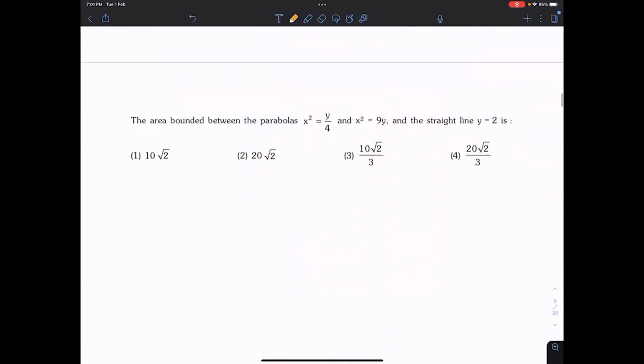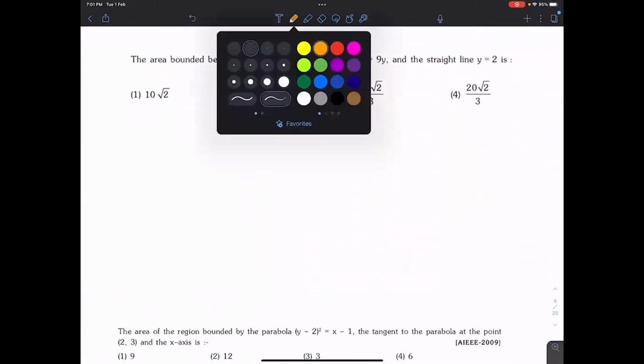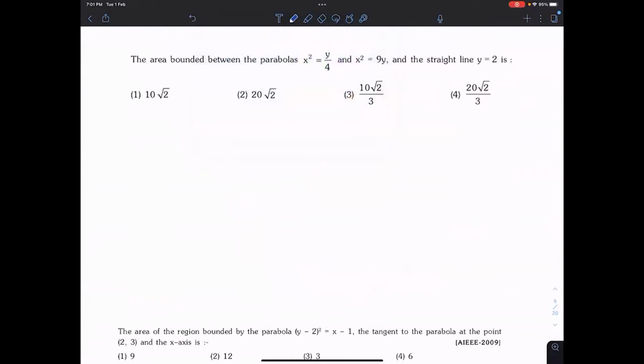One second. Let me take, yeah. This is another interesting question. You see, area bounded by the parabola. This is one parabola. This is one parabola. In the beginning, we have seen something like this. But they have given one more straight line also. And the straight line y equals 2. Simple. What you do is, first let us solve these two.